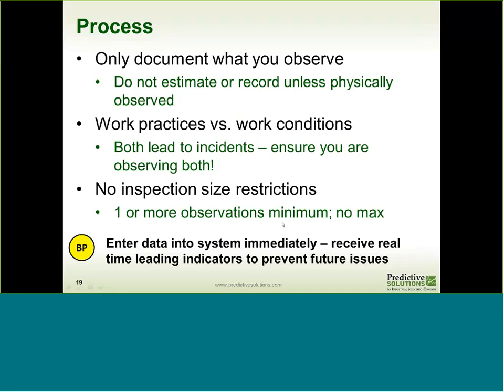Now, remember I said an inspection is a collection of observations. One or more observations minimum. You can't have 0 observations. But there is no maximum. It could be 5, 10, 50, 100, 1,000 observations. Okay? On average, we see about 50 to 60 observations per inspection. That's looking at the entire data set. Obviously, focused inspections will probably yield fewer observations than a general inspection.